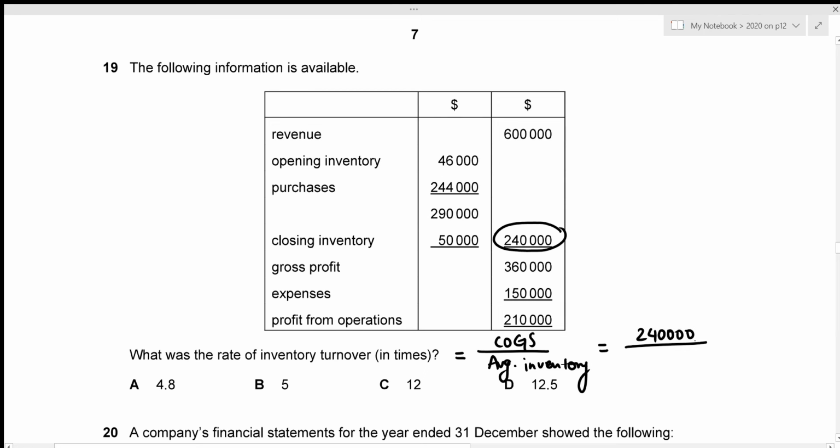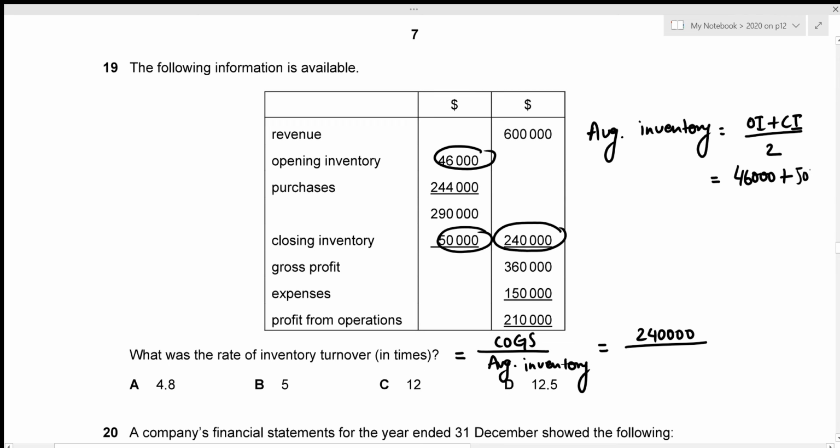Now we just need to figure out our average inventory. So average inventory is just going to be the sum of opening inventory and closing inventory. And in order to figure out the average, we just divide it by 2. We have our opening inventory to be 46,000. Then we have our closing inventory to be 50,000. Now we just divide it by 2. So 46,000 plus 50,000 is going to be 96,000. Divided by 2, which gives our average inventory value to be 48,000.